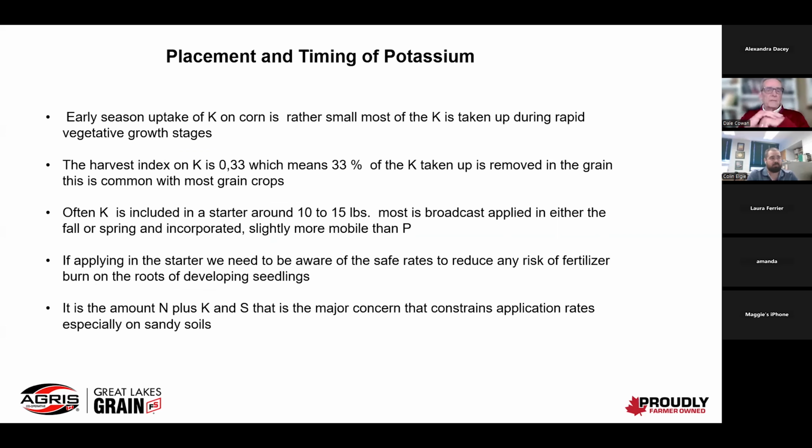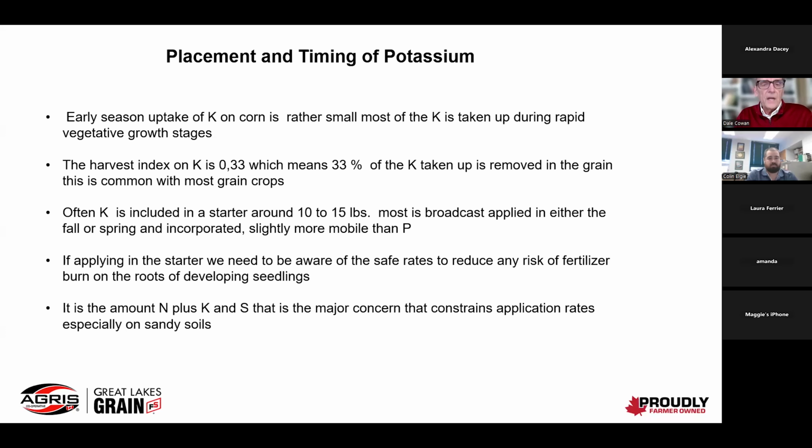A little bit about potassium. Early season uptake on corn is rather small. Most of the K is taken up during the rapid vegetative growth stages. The harvest index on potassium is only 0.33, which means there's very little goes off in the grain. It mostly stays in the stalk and the leaves and gets returned to the soil. We often include a little bit of K in our starter fertilizer in the spring, but most is broadcast either in the spring or the fall. And we want it incorporated down where the roots are going to find it. This is taken up later in the season during the big vegetative growth period in corn, for example. So getting it down where the roots and moisture are is going to optimize your potassium uptake. So that's where we want to be.